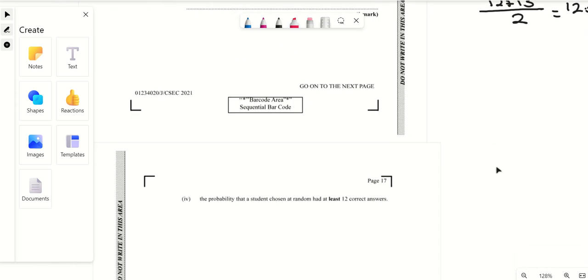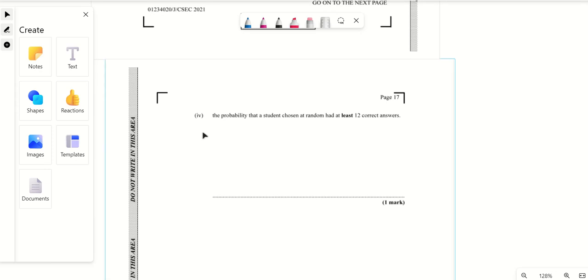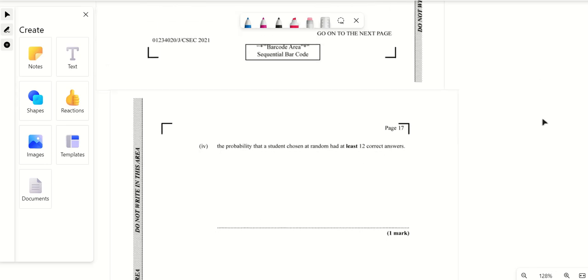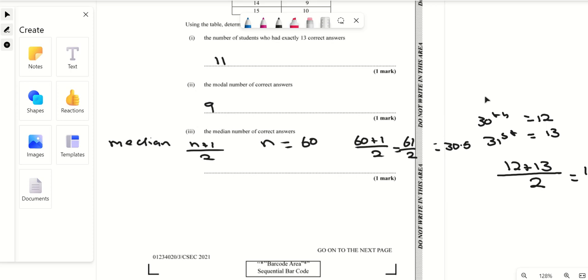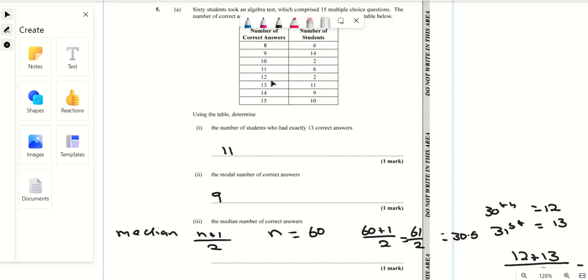Right, now let's look at part 4. The probability that a student chosen at random has at least 12 correct answers. So we know at least 12 correct answers would be 12 or more, right? When they say the least amount is 12, that means 12 or more, basically. So 12 or more would be 12, which is 2 students, 11 students, 9 students, and 10.